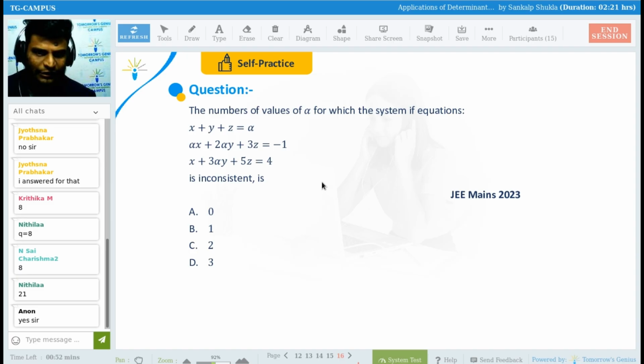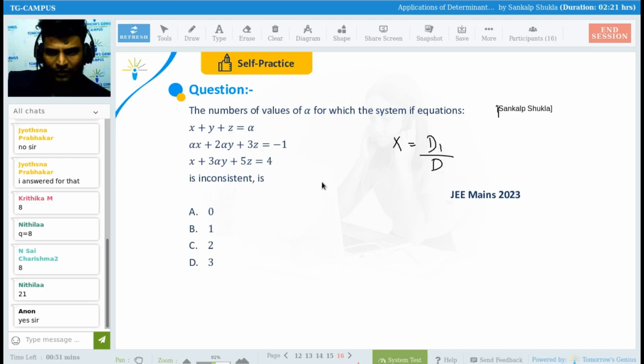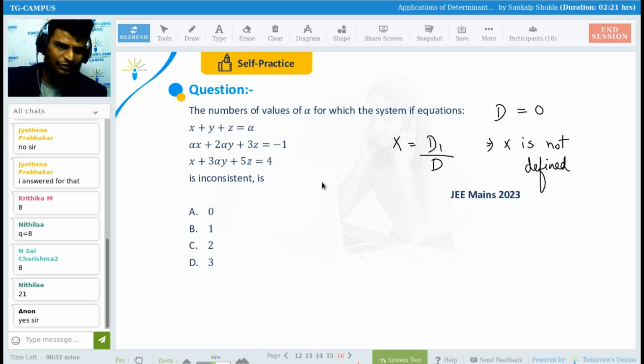Find the number of values of alpha for which the system of equations is inconsistent. Inconsistent means when you are not having any solution. Okay. So you know that x is equal to d1 upon d, right? When d is equal to 0, that means x is not defined. So just find the value of d and put that equal to 0.